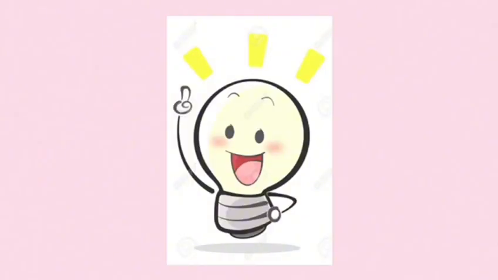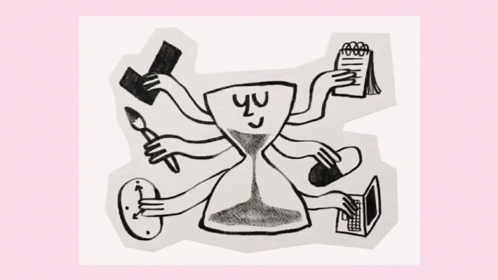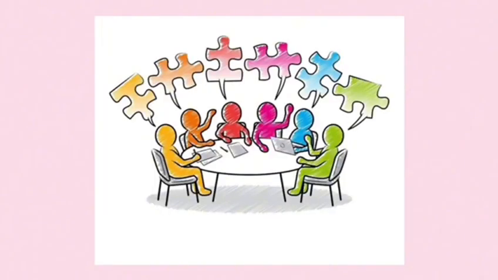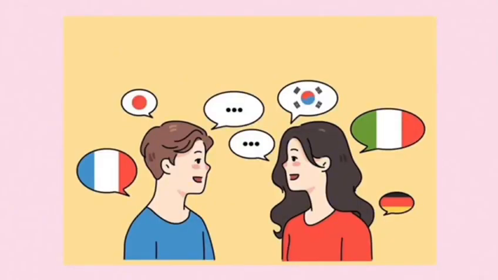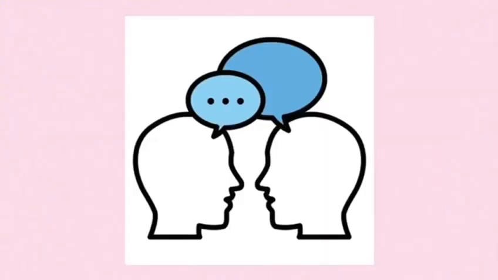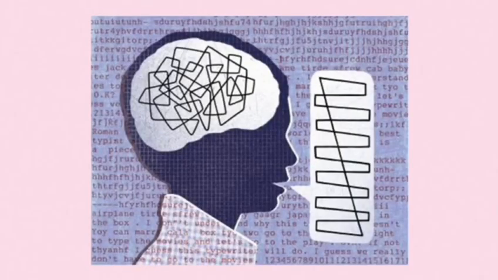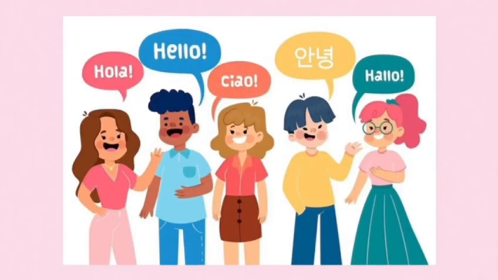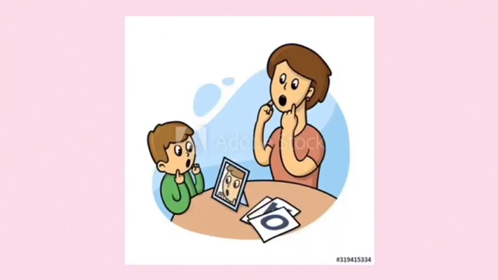Number 2, listening comes first. Students hear the model many times before they produce it. Number 3, teacher-centered. The teacher is the model and controller of all oral practice. Number 4, no grammar explanations. Grammar is learned implicitly through patterns, not through rules. And number 5, error correction. Mistakes are corrected immediately to avoid bad habits.